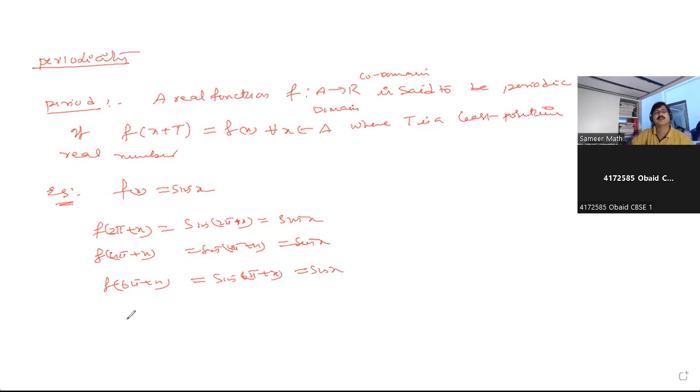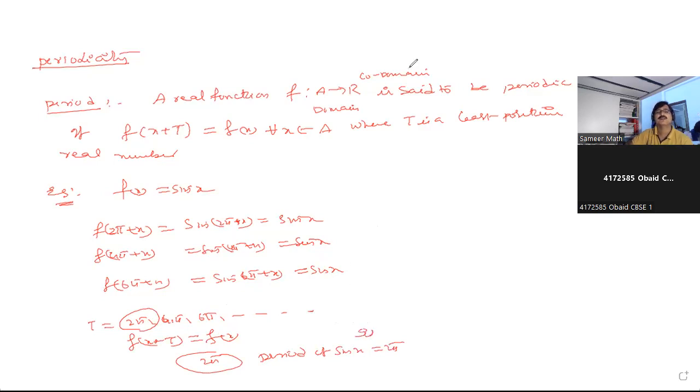So here 2 pi, 4 pi, 6 pi, you take like this. You will get the same function as it is. For all these values of T, f of x plus T is equal to f of x. So the least one is 2 pi. The least one is 2 pi, therefore the period of sine x is 2 pi, you can say.